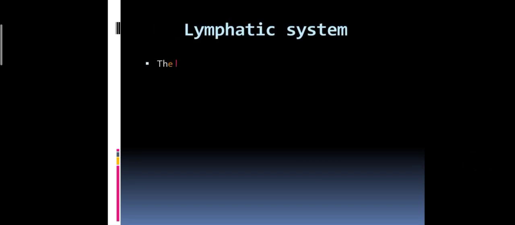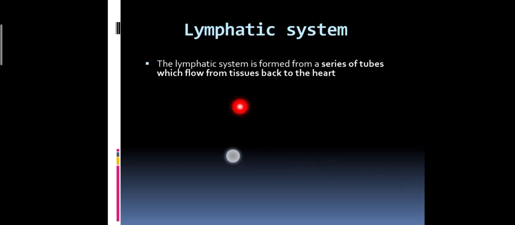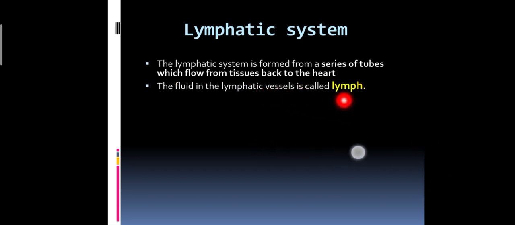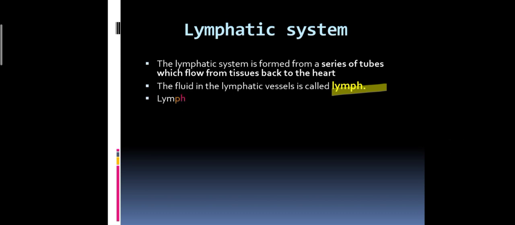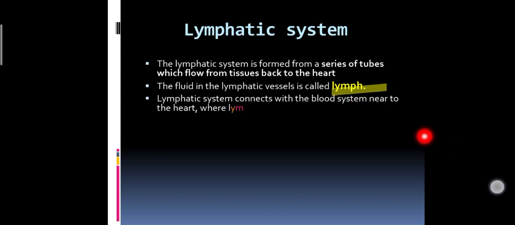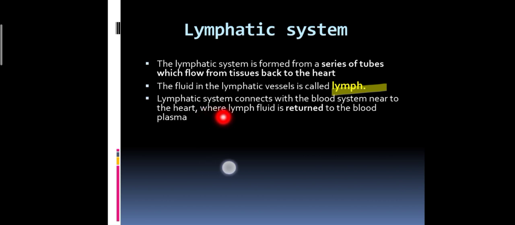What is the lymphatic system? The lymphatic system is formed from a series of tubes which flow from the tissue back to the heart. The fluid in the lymphatic vessels is known as lymph. The lymphatic system connects with the blood system near the heart, where lymph fluid is returned to the blood plasma.